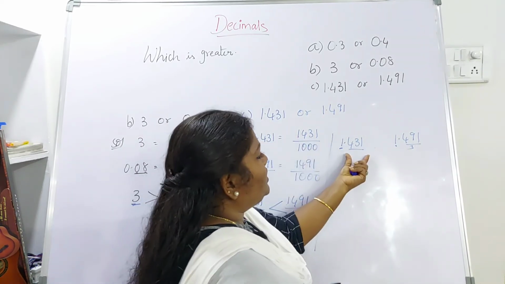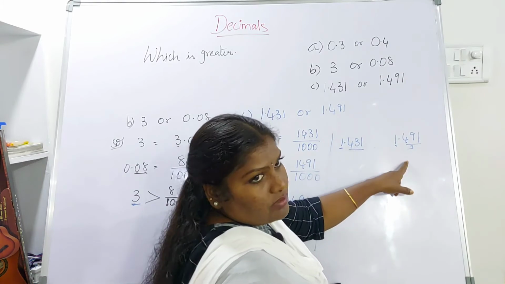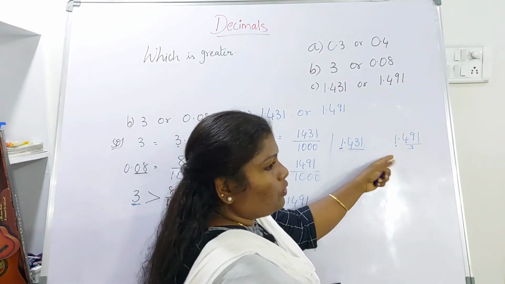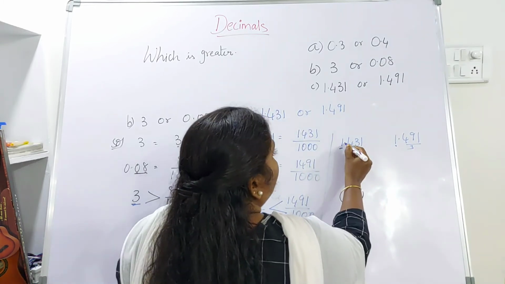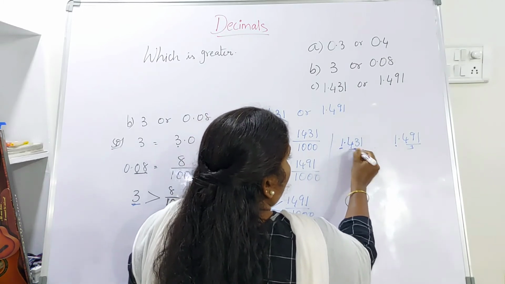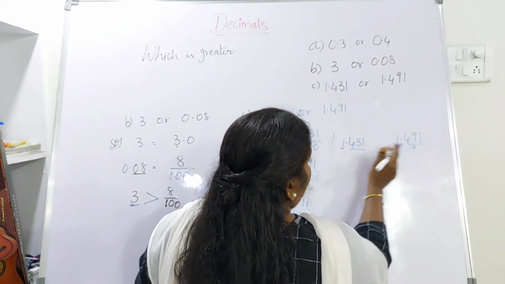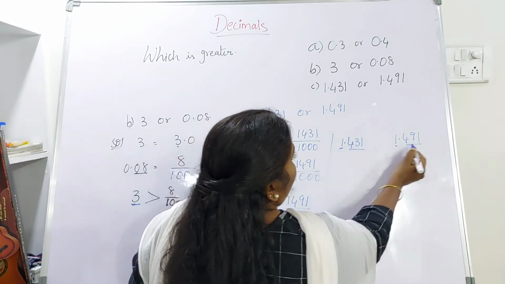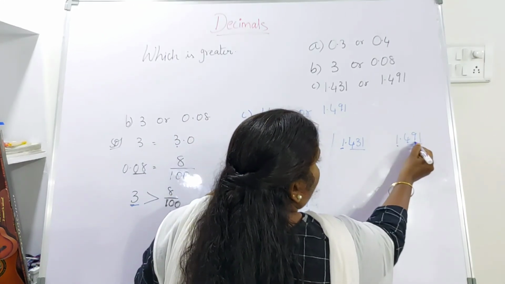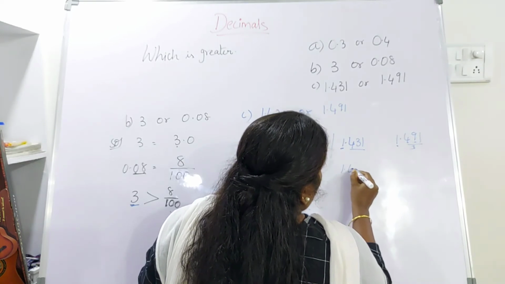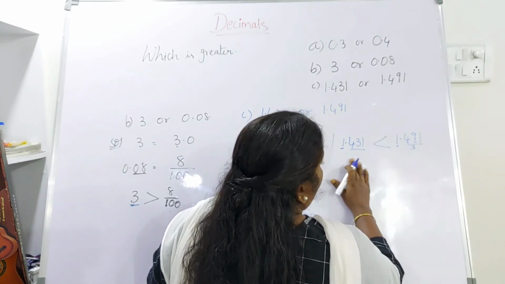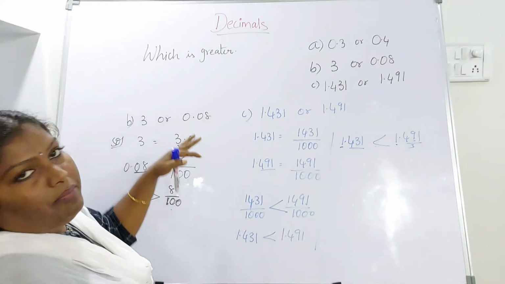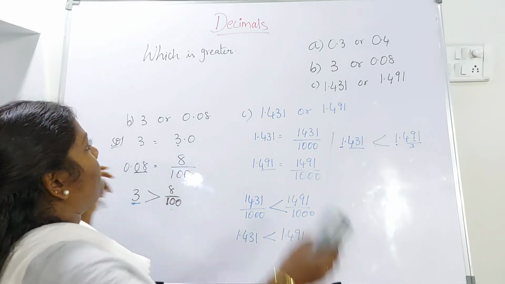So first compare the digits before the decimal point. Next compare the whole number, and next go for the first 10th value, that is 4 here, 4 here, both are same. Now next go for the 100th value, that is 3, 9. Now which is greater? 9 is greater. So 1.491 is greater. So let me explain the next topic.